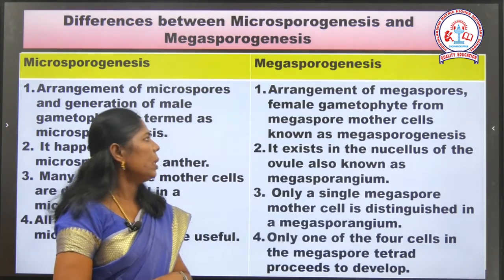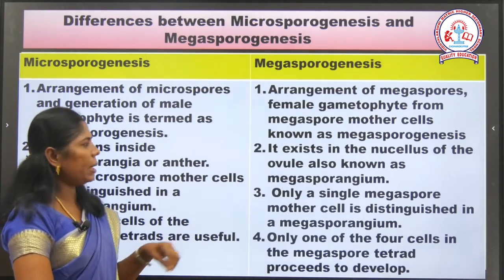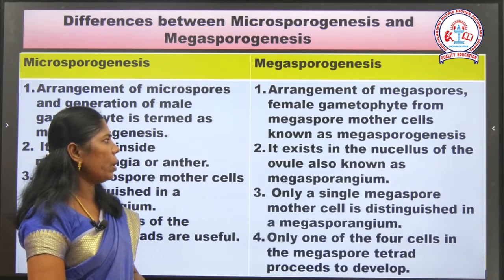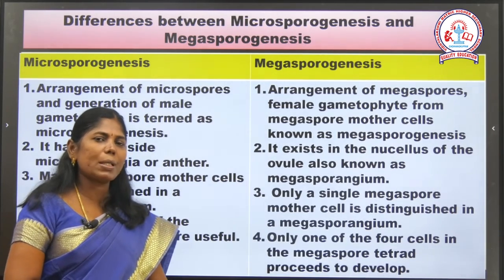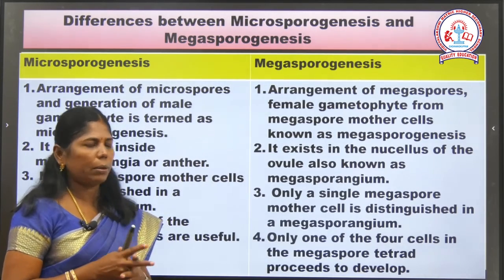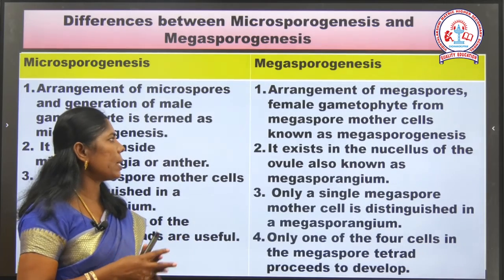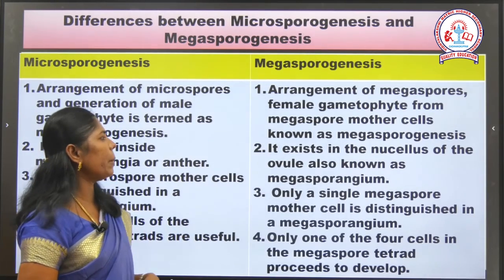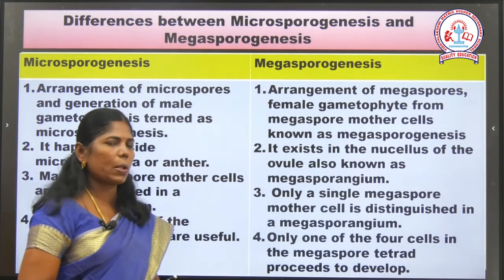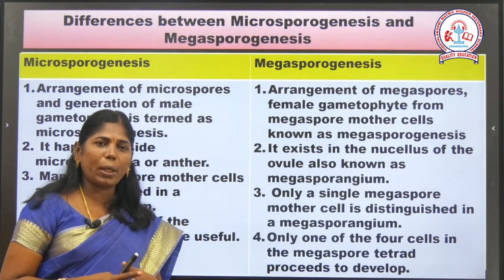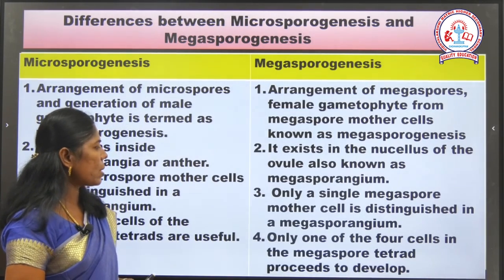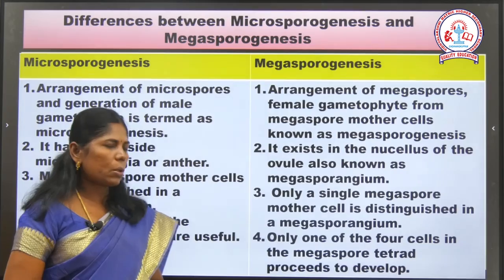as megasporogenesis. What we studied, the same thing we are going to see here. They exist in the nucellus of the ovule, also known as the megasporangium, because in the nucellus the hypodermal cells are formed. So only a single megaspore mother cell is distinguished in the megasporangium. In some cases only one cell is involved to form an embryo sac. Only one of the 4 cells of the megaspore tetrad proceeds to develop.